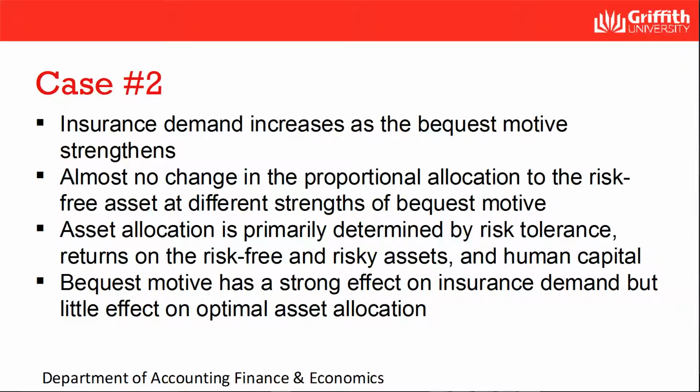If you can flick back to the graph, you can see that insurance demand increases as the bequest motive strengthens. There's almost no change in the proportional allocation to the risk-free asset at different strengths of the bequest motive. The asset allocation is primarily determined by risk tolerance, returns on the risk-free and risky assets, and human capital, and the bequest motive has a strong effect on insurance demand, but little effect on optimal asset allocation.